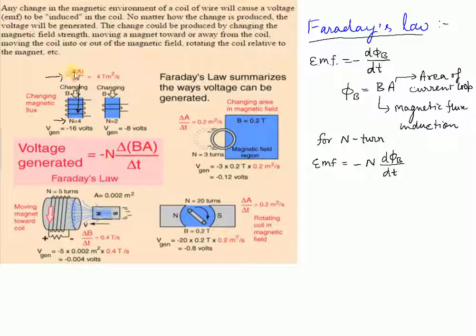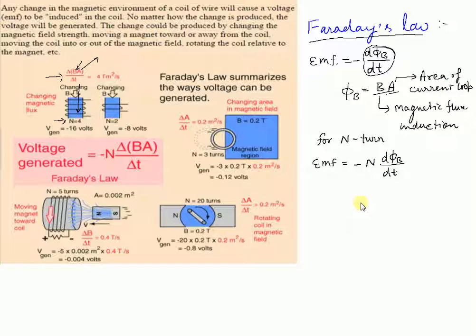Here dBA/dt is equal to 4 tesla meter squared per second. B is the magnetic field associated with the coil, A is the area of the coil, and t is the time. This rate can be written as dΦB/dt, where ΦB is equal to BA. B is the magnetic flux induction and A is the area of the current loop.